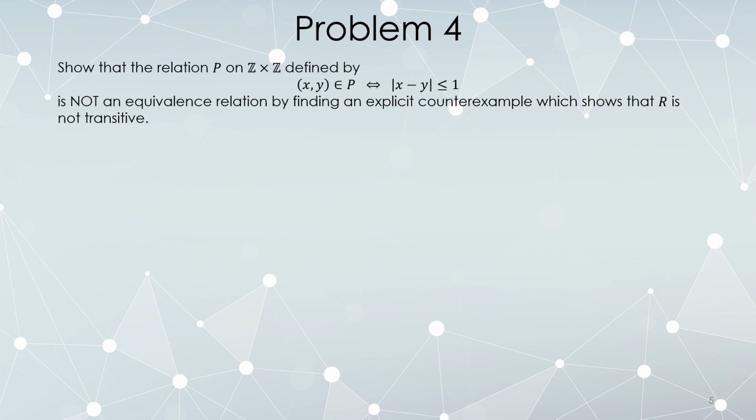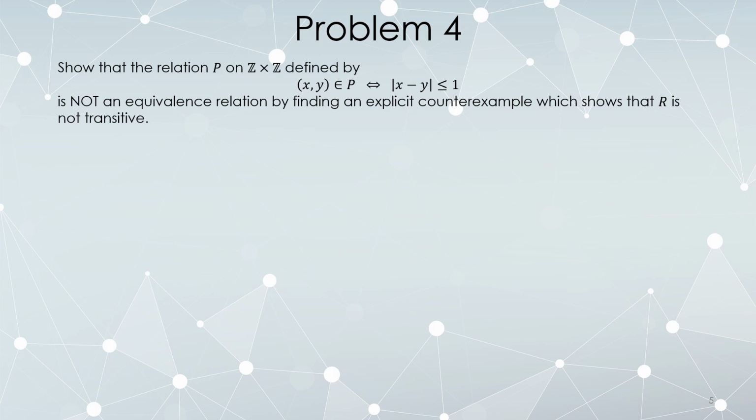Moving on, we've got the relation P, still defined on integers, saying one integer is related to another if and only if the distance between the two is less than or equal to 1. In other words, the absolute value of x minus y is less than or equal to 1. So two integers are related when the distance between x and y is less than or equal to 1. We want to show this isn't an equivalence relation by violating transitivity.